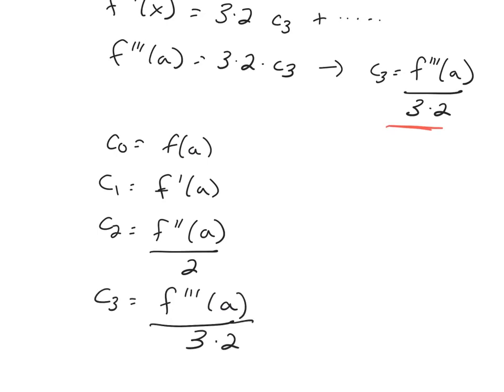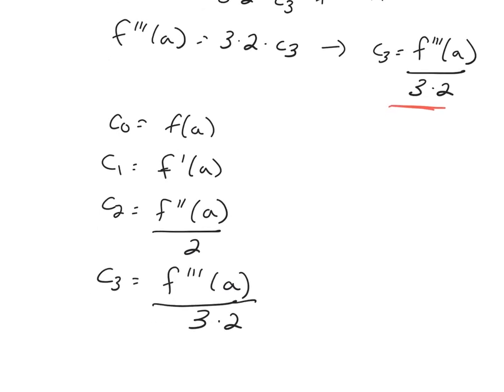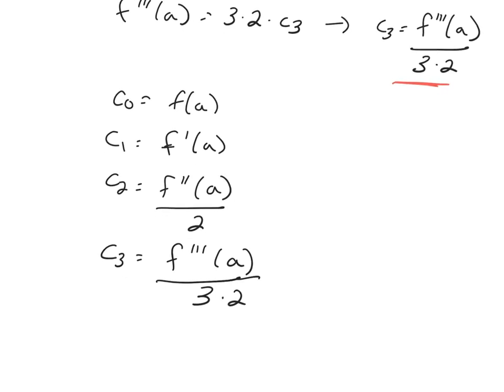Is there a reason you did 3 times 2 instead of writing 6? Yes, you're going to see in just a second. When you write formulas, sometimes it's best to not simplify, and that's exactly what we're going to do here. So I want to write a formula for Cn in general. I've got to take what's here in these four and figure out what the pattern is.